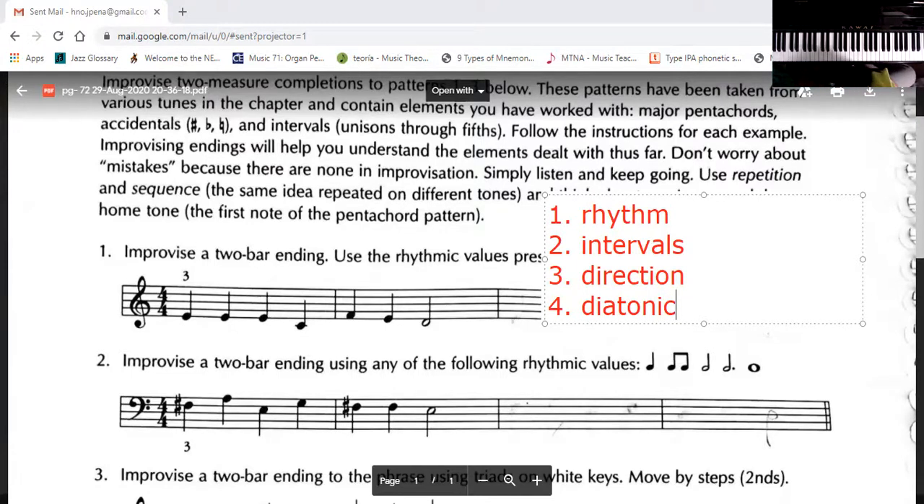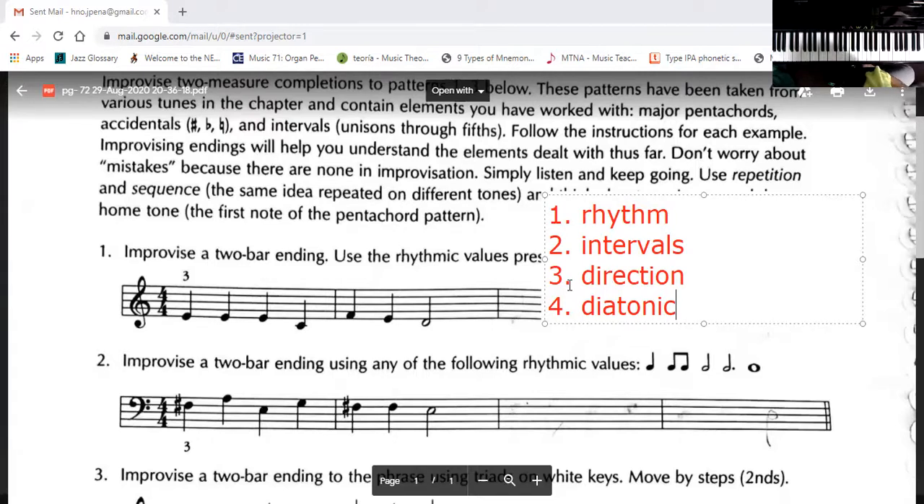Okay, so for the 3rd thing that we're going to be talking about with our techniques, we're going to talk about contrast. So if we have these elements here, rhythm, intervals, direction, and diatonic, how can we contrast at least one, but keeping at least one exactly the same? So for all these examples, diatonic will always remain the same because this is not a video that will discuss chromatic.